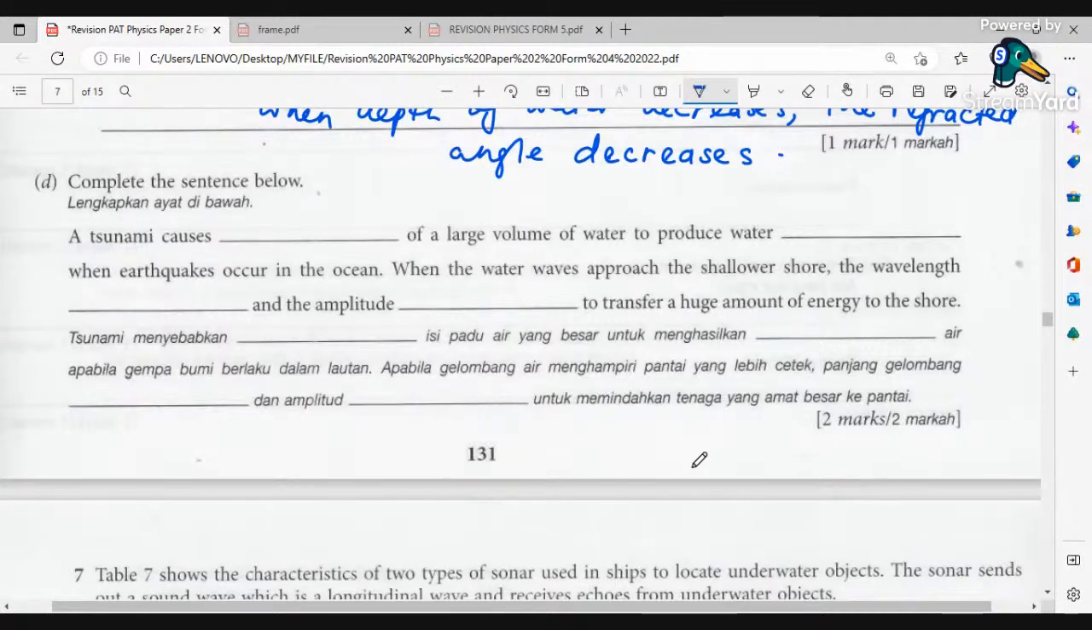A tsunami causes of a large volume of water to produce water what? When earthquake occur in the ocean, when the water wave approach the shallower shore, the wavelength what? And the amplitude to transfer a huge amount of energy to the shore.